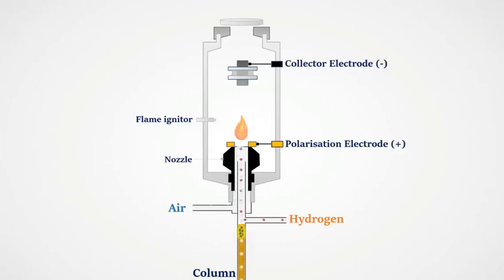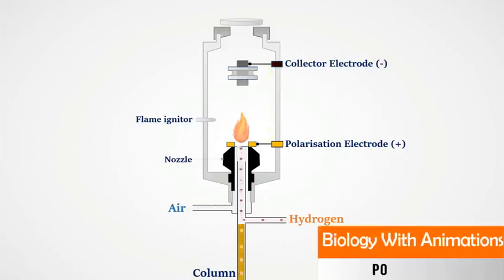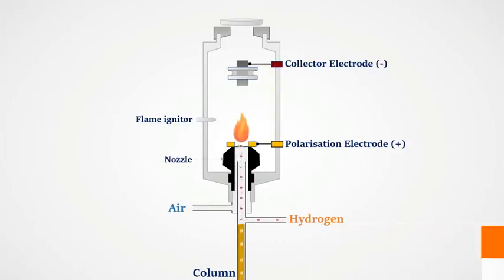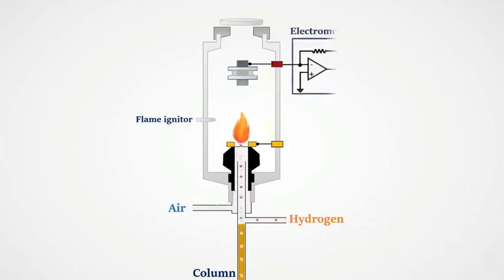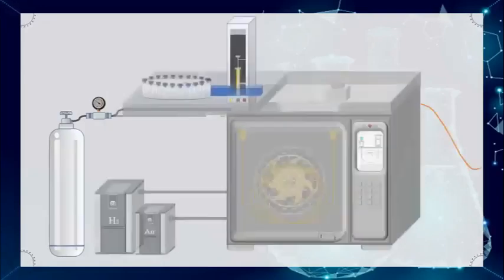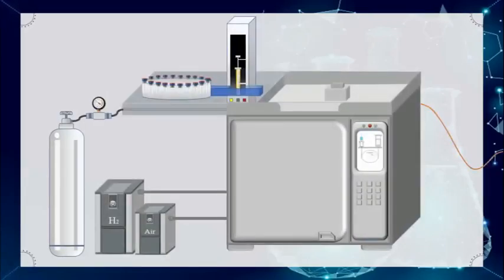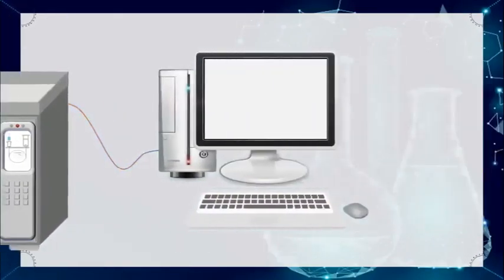When an organic compound is mixed within the hydrogen flame, mainly carbon ions are generated. And a current is produced between the electrodes proportionally to the amount of organic compound present. This current is measured with an electrometer, amplified into proper voltage, and fed into an integrator. The manner in which the final data is displayed is based on the computer and software.